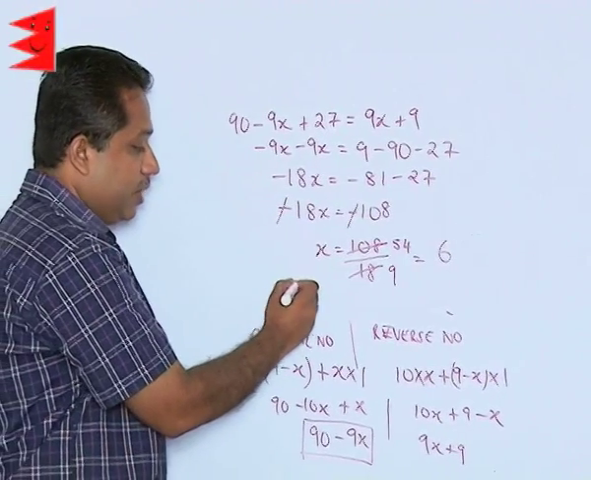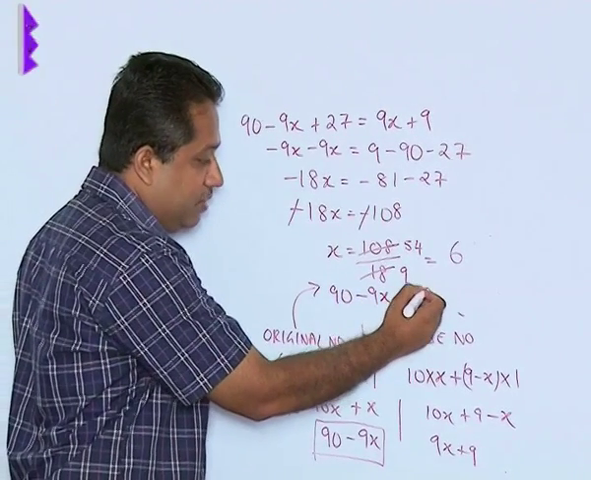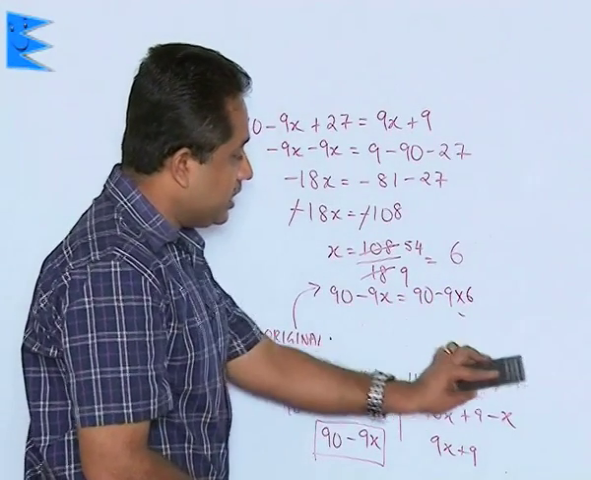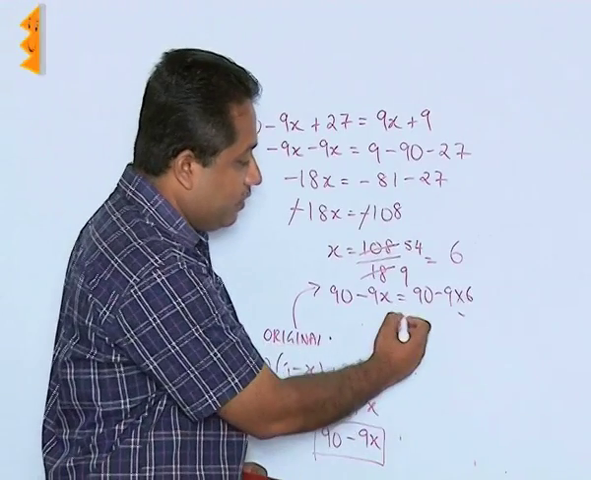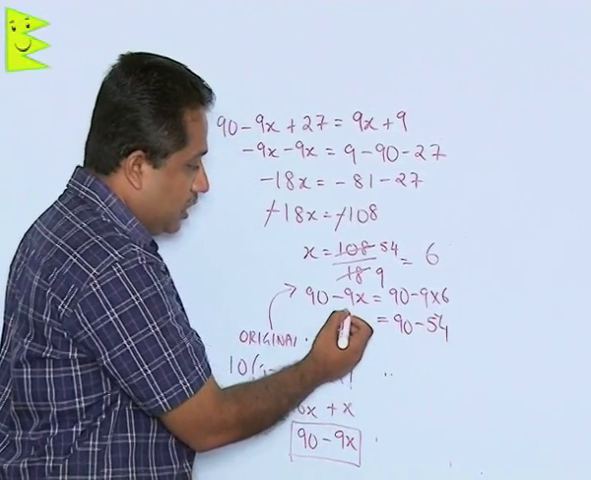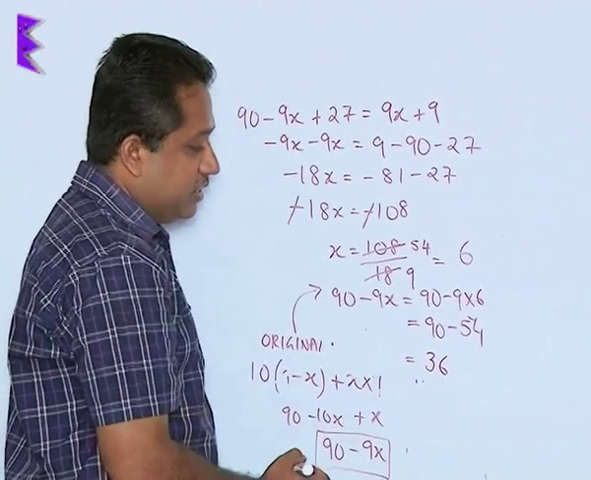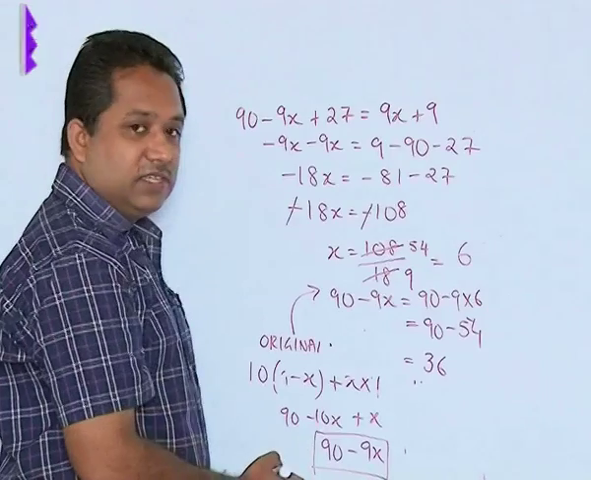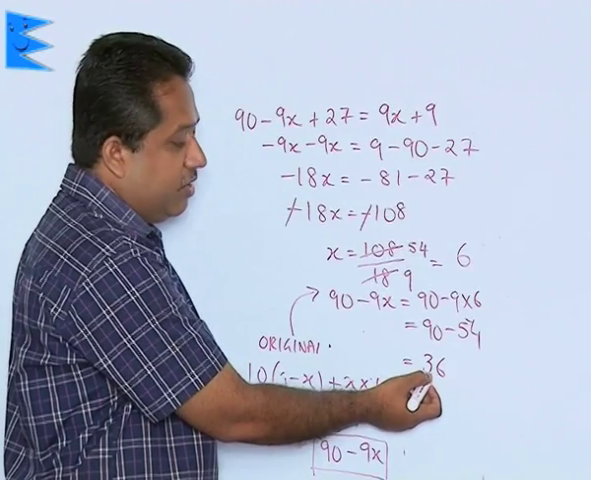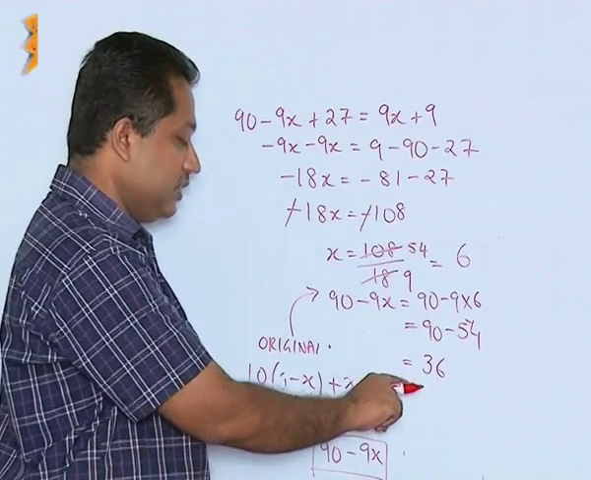So, we can say the original number is 90 minus 9x, that is equal to 90 minus 9 multiplied by 6. Therefore, 90 minus 9 into 6, we get 54. So, 90 minus 54, the value is going to be 36. If the answer is 36, we can say the reverse number would have been 63. 63 is the reverse number, 36 is the original number, and if you solve that, you will find that the difference is 27. So, our answer is correct.